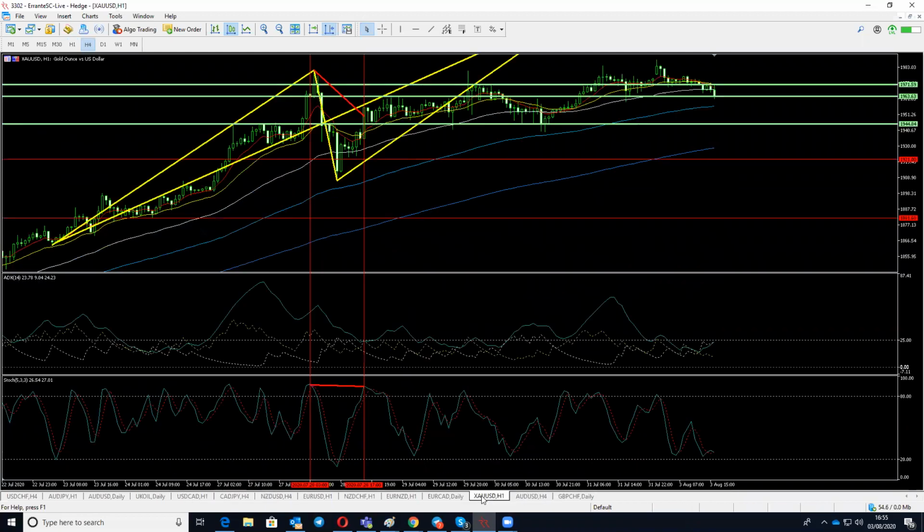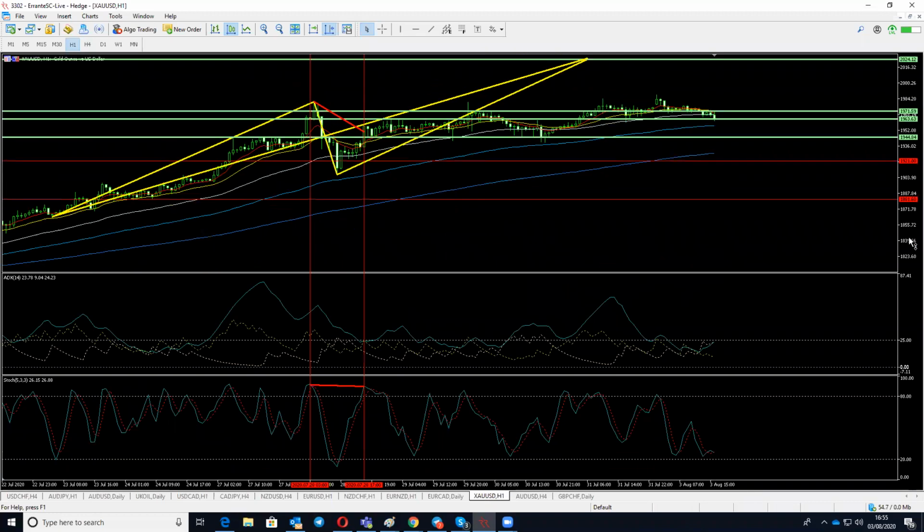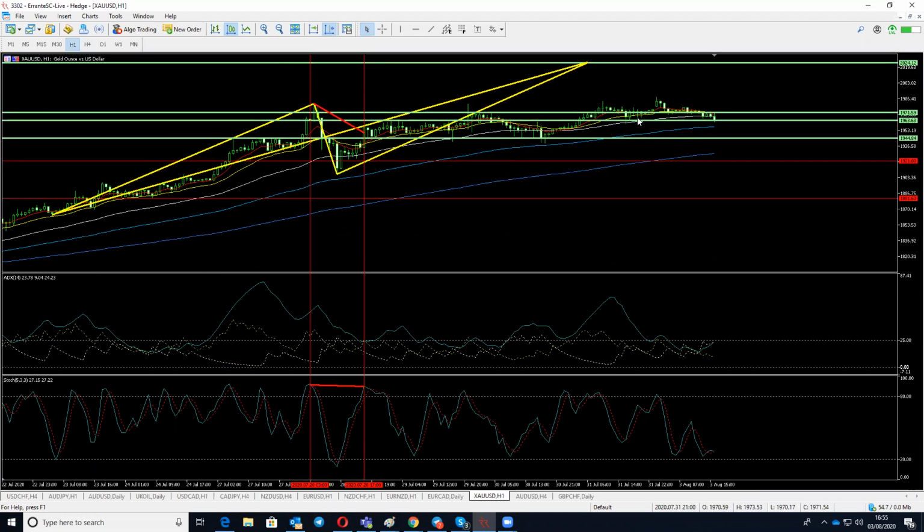Gold, we're still looking at corrective moves, so not just yet. And if it does go above that area right there, then we're still sticking to the same pattern and predicting it to the 2024 area for gold.